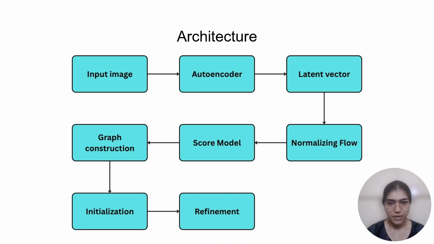Once we have that vector, the pipeline splits. On one branch, we train a normalizing flow to learn the density. On the other branch, we train a score model to learn the gradients. Finally, these two outputs converge to build our graph, which initializes the path for our final refinement step.